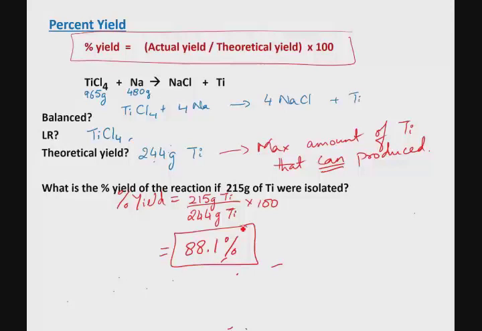Can we ever get more than the theoretical yield of the product? The answer is no. If you are getting actual yields to be higher than theoretical yield, percent yield will be greater than 100%, and that is not possible. That means something has gone wrong either in our performance of the experiment or our calculations or whatever it might be. So we need to go back and check. So actual yield can be less than or equal to the theoretical yield, but never more.